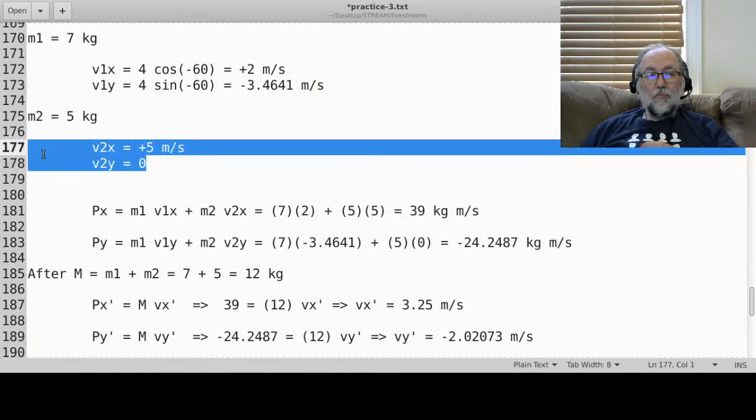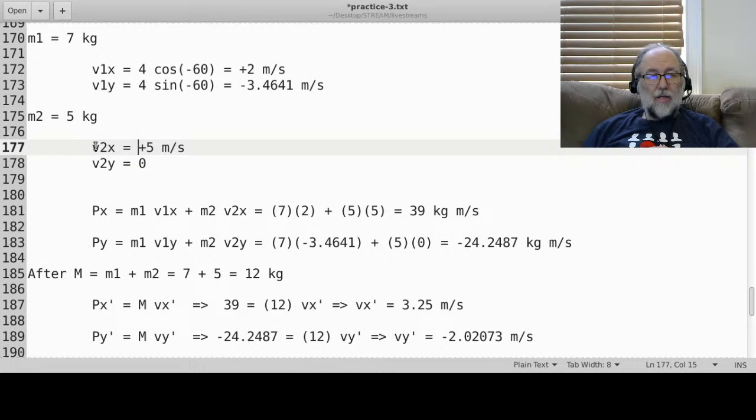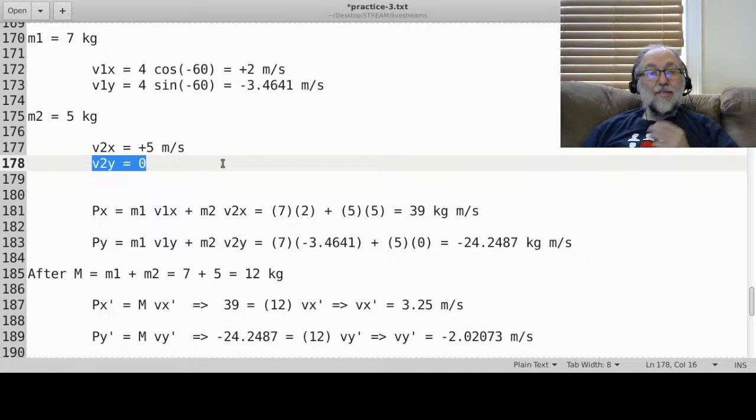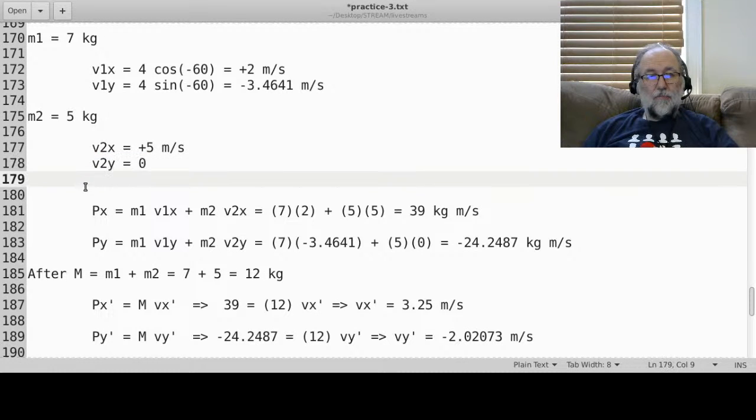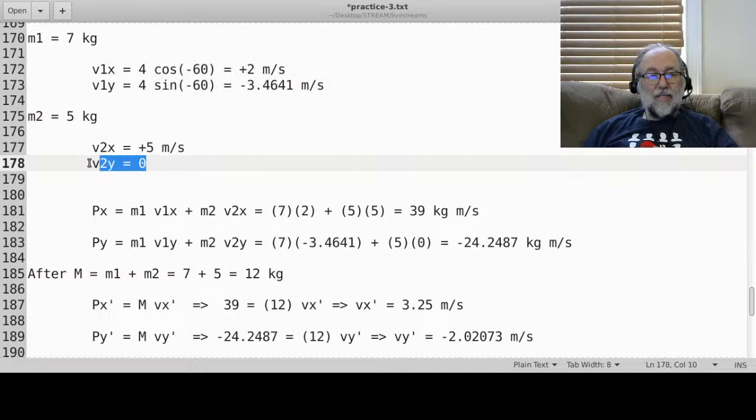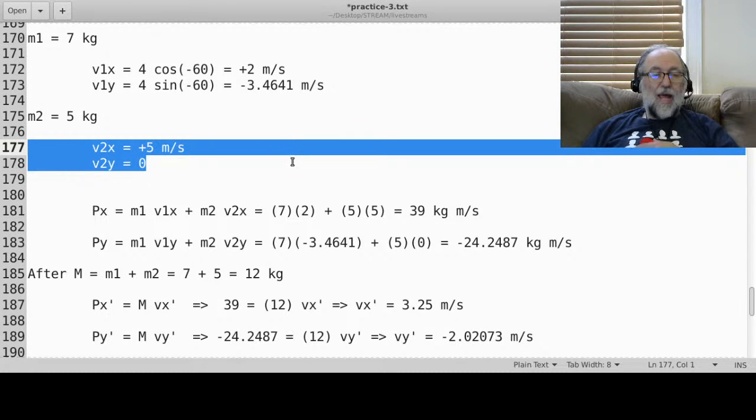For M2, that one was the easy one because it was purely along the x direction. So it was 5 meters per second along the x direction. So V2x is 5 meters per second. V2y is 0. There's no y component at all. So there you go. We've broken up all the velocities into their x and y components, and you say, well, now what?